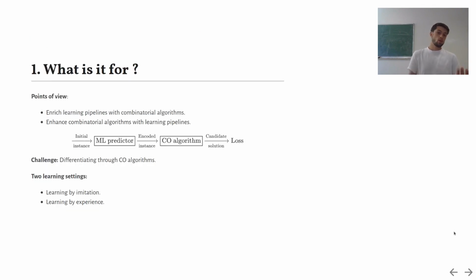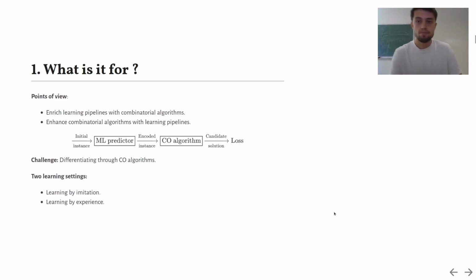First, the question we would like to answer is, what is this package for? You can have two distinct points of view. The first one is to enrich learning pipelines with combinatorial algorithms. That is to say that you want to leverage the structure of a combinatorial problem in a machine learning model. The second approach is to enhance combinatorial algorithms with learning pipelines. That is to say that you want to use predictions in order to ease solving hard combinatorial problems.